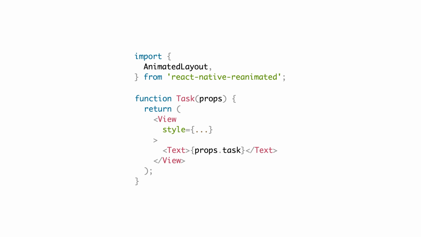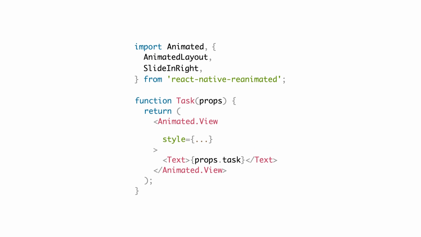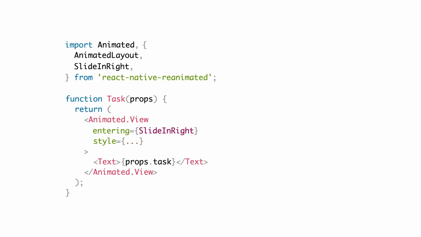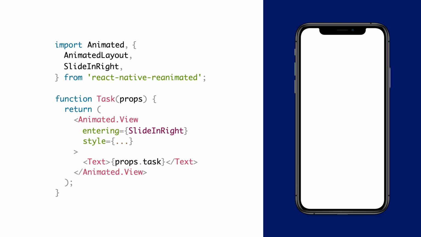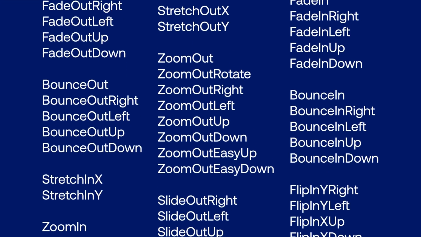The idea here is to say how our task views should enter the screen. Before going further, we'll need to make each view animated by importing the right helper from Reanimated. So to animate how this view enters the screen, we'll add the entering property and associate an animation to it. Let's say it should slide in from the left to the right, and lucky us, there's a default animation called slide in right that does exactly this. By the way, there are a lot more default animations, and each one of them can be configured easily, as you'll see in a minute.